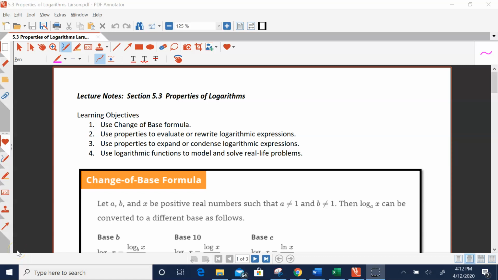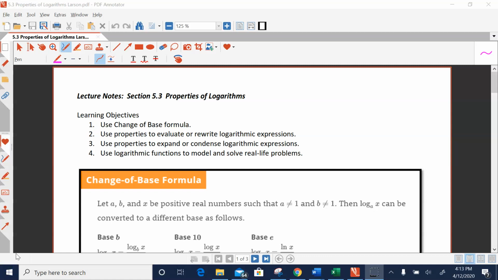Let's take a look at section 5.3 on the properties of logarithms. So in the last section, section 5.2, we introduced the logarithm. We talked about the fact that it was the inverse of the exponential function. We looked at some graphs. Now let's look at some properties of logarithms.